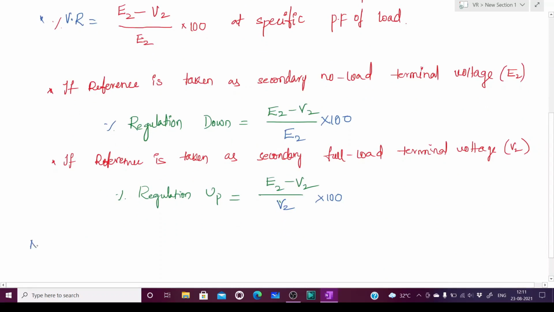So here the note is: until and unless specified, regulation means regulation down only.